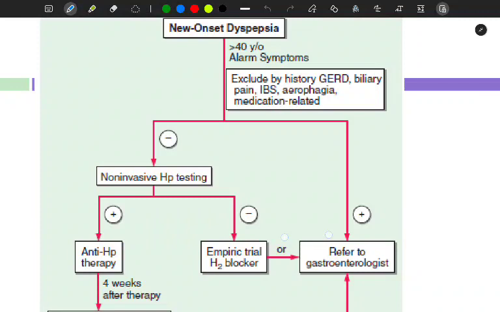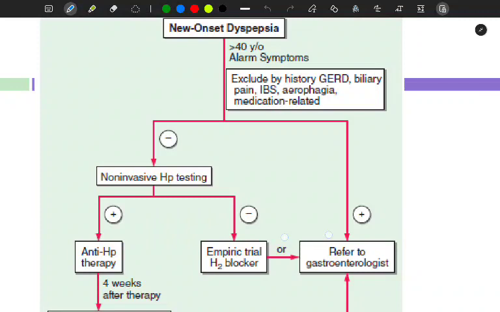If there are no alarming symptoms, and he is less than 40, we do non-invasive testing, the blood serology. If positive, treat for that. Four weeks after therapy, confirm eradication with the urea breath test, okay? If symptoms remain, we send him to the gastroenterologist, because they will likely do an endoscopy and commence him on second and third line therapy, some of them.